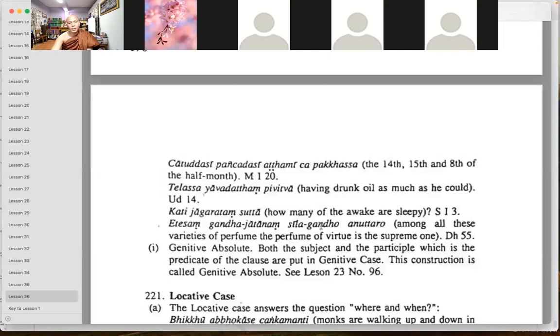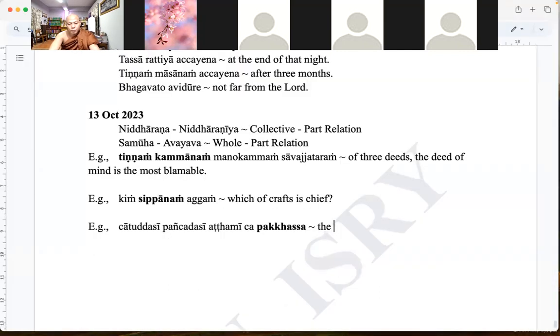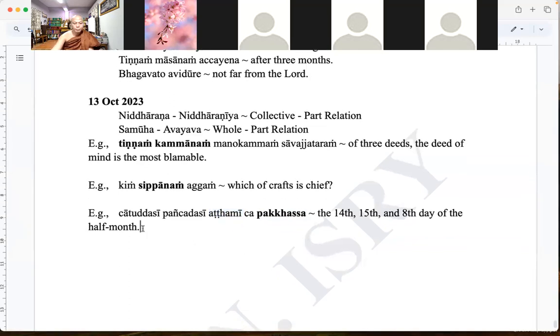So the 14th, 15th, and 8th of the half month. Here Bekasa is with the genitive case. The 14th day of the Becca, the 15th day of the Becca, and the 8th day of the Becca, in this way. So there are relations: half a month is a group of 15 days, and then the 14th day and the 8th day.